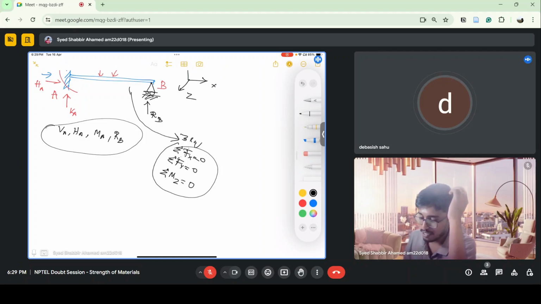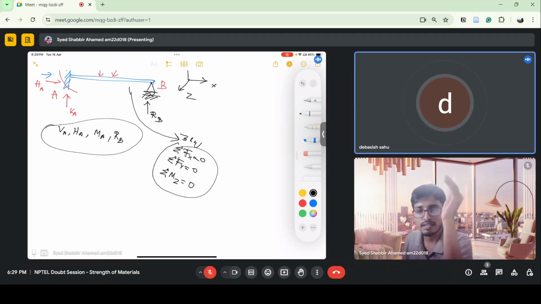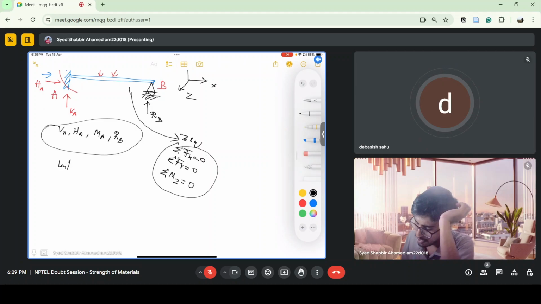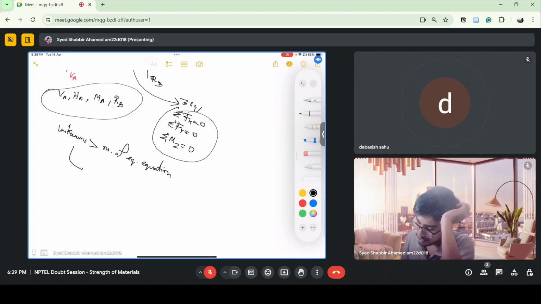Okay, then you can find out. Then we are left with only three equations. Then we can find out three unknowns with three equations. We can find out the remaining series. So if the number of unknowns is greater than the number of equilibrium equations, these structures are called statically indeterminate structures.